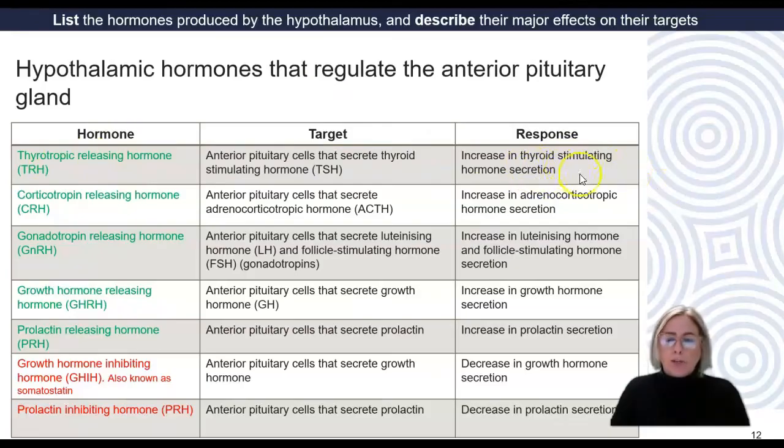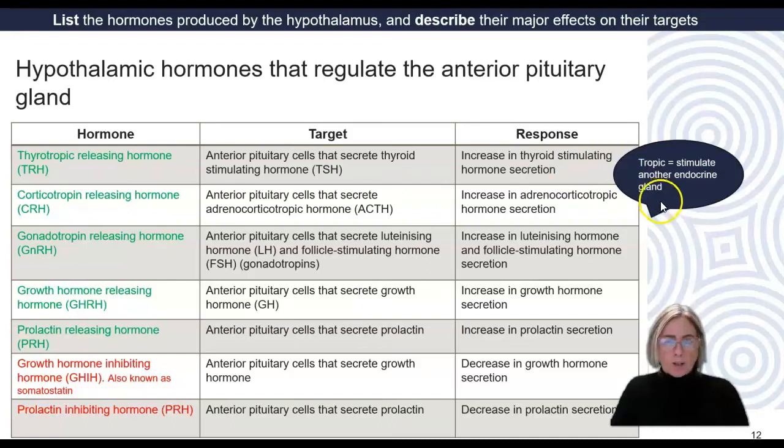Now, wherever you see tropic, you know that it's going to stimulate another endocrine gland, okay? And that's what we've just spoken about. Similarly, corticotropin releasing hormone, or CRH, targets specific anterior pituitary cells that secrete another hormone called adrenocorticotropic hormone. And in response to CRH, you're going to get an increase in adrenocorticotropic hormone secretion. It also has a tropic in its name because it's going to stimulate the adrenal gland, and we'll have more on that later.